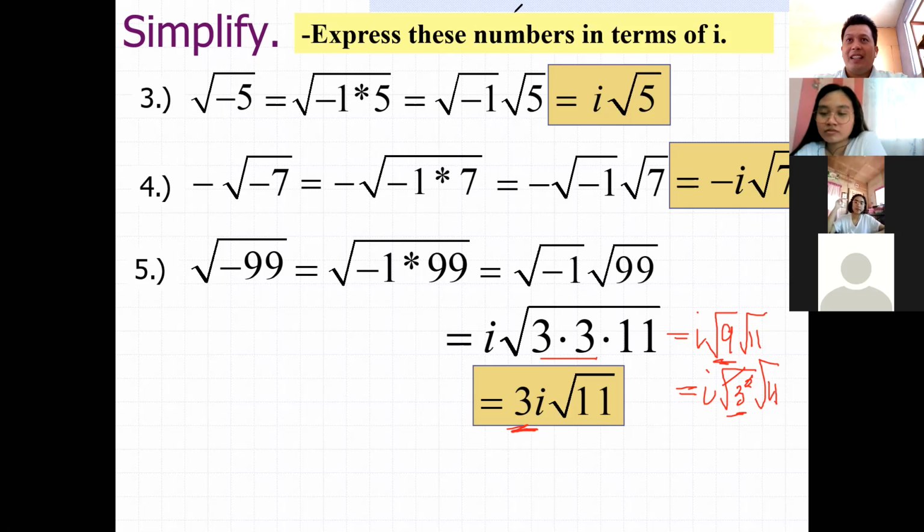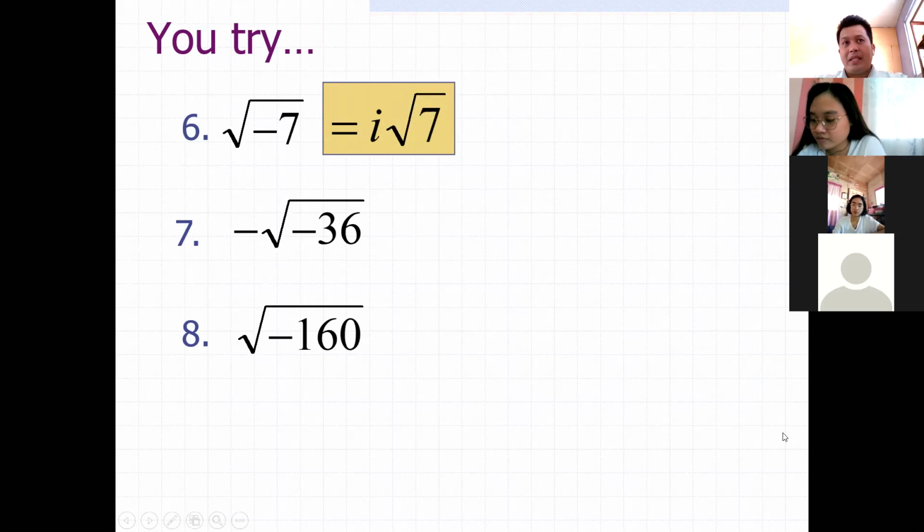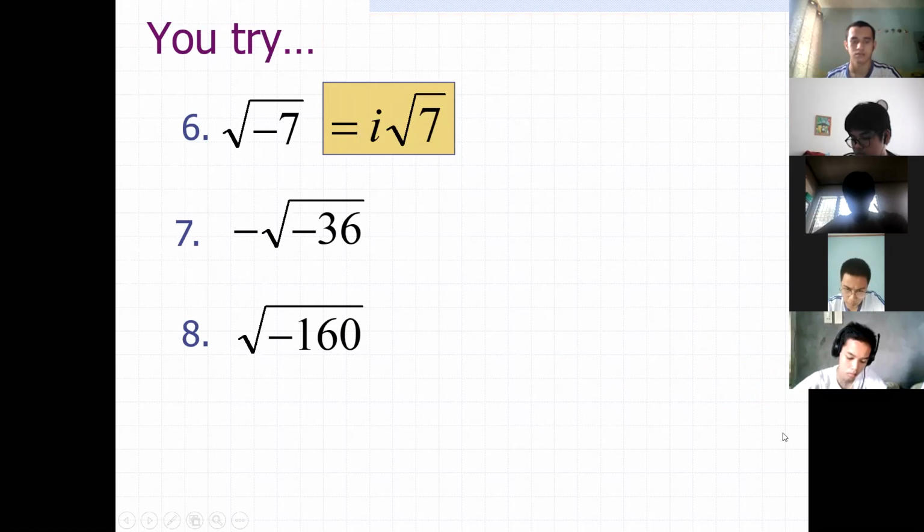Okay, thank you, Catherine. Let's proceed with the next example. Number 6 was already answered a while ago. This is i square root of 7. Number 7, this time will be answered by Al. Give me the answer to number 7, Al. And prepare number 8, Rafael. You will answer number 8.